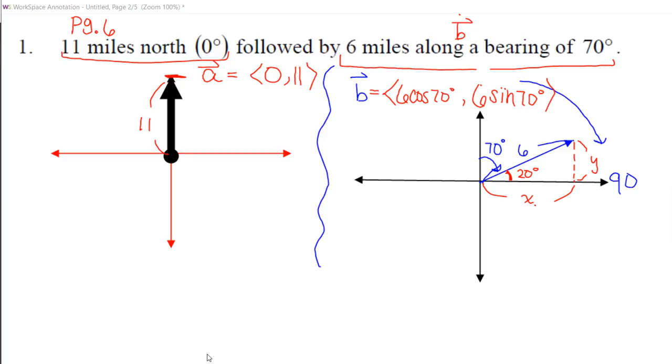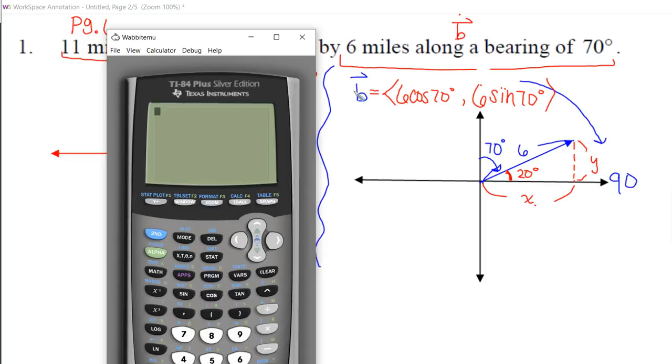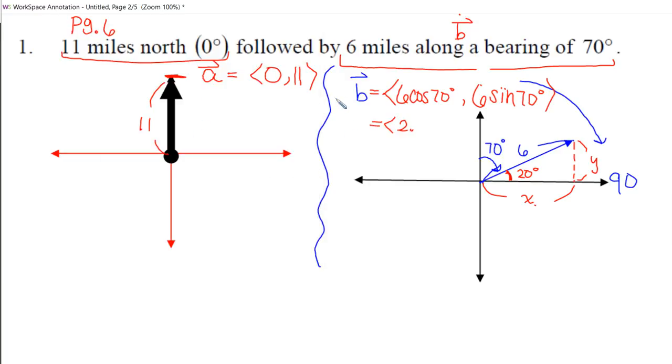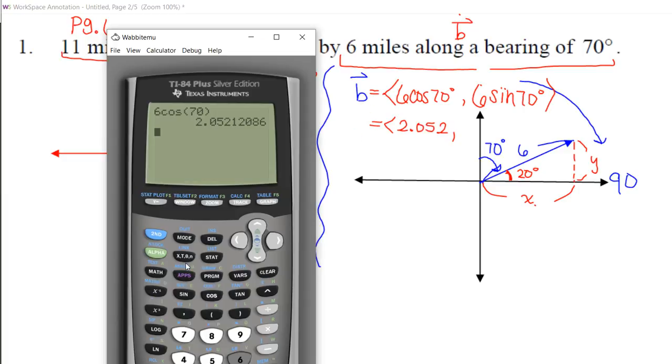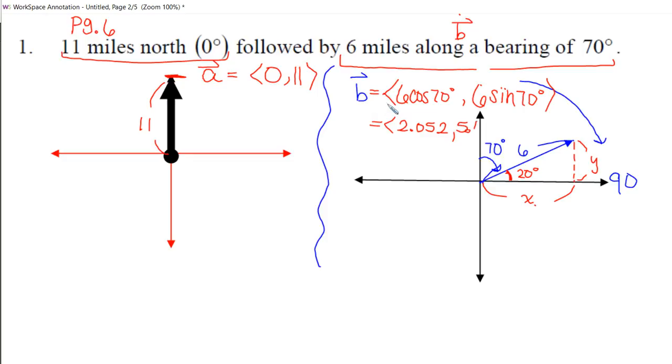Alright, now let's go and get our calculators out. We need 6 cosine of 70, so 6 cosine of 70. Make sure your calculator is in degree mode. And that's 2.052. And our 6 sine of 70 is 5.638. So that is our vector B.